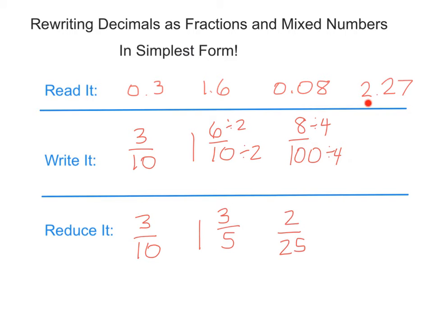And the last one, 2 and 27/100. What goes into 27 is 1 times 27 and 3 times 9, and none of those go into 100, so in simplest form it's 2 and 27/100. It didn't change.